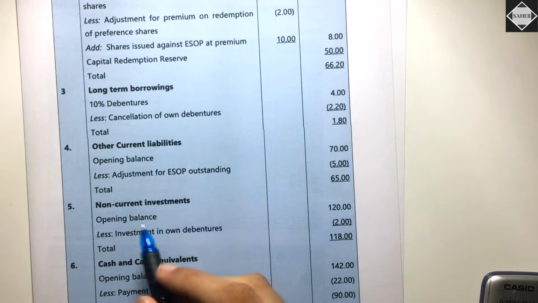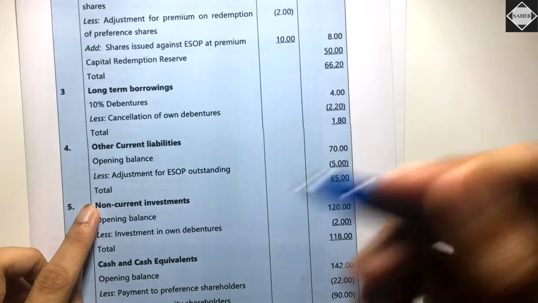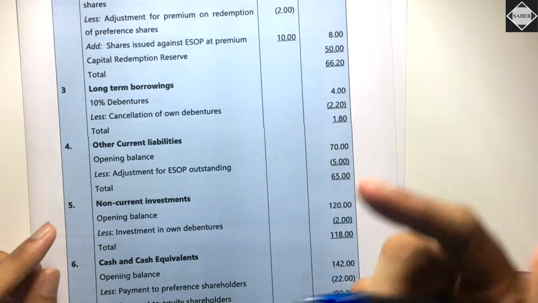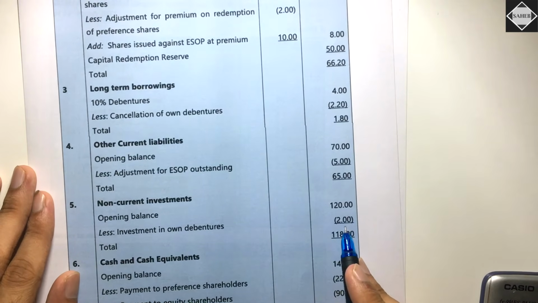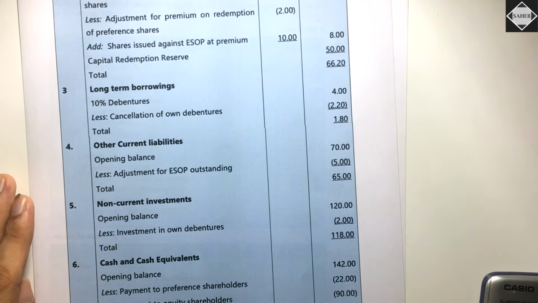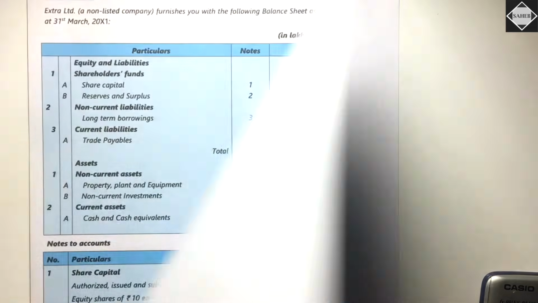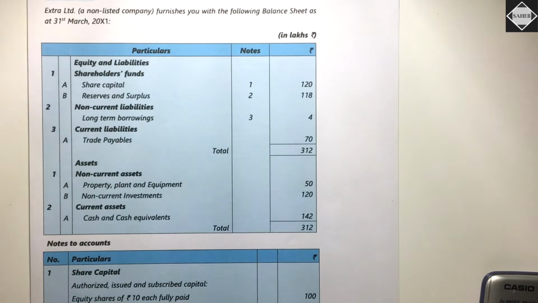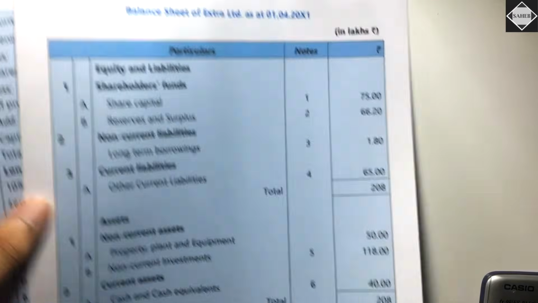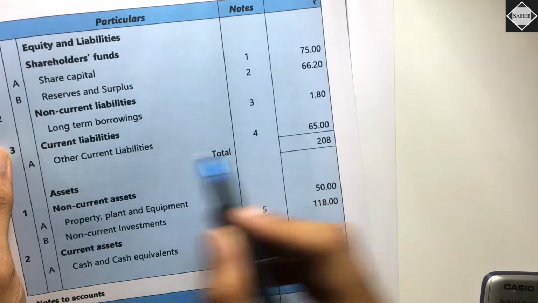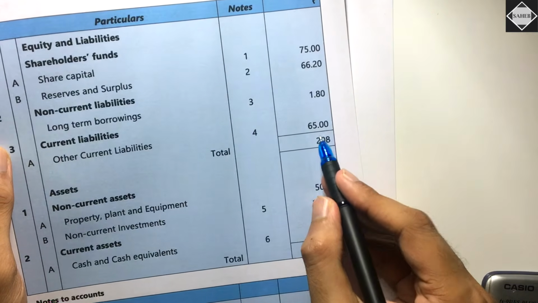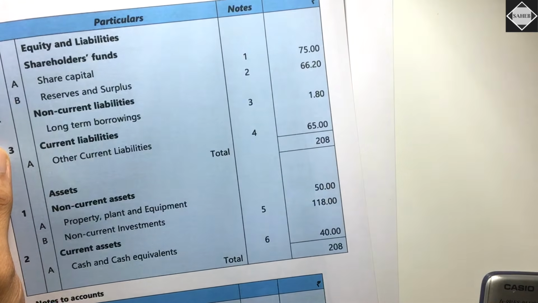And then non-current investment. In non-current investment, we had investment in own debentures of 2 lakhs, so that also you have to cancel. You have to reduce 120 lakhs minus 2 lakhs. Fine, easy. You understood now? It's really simple. So all that you will have to take. I have explained to you 1.80, that's the debentures, and then other current liabilities 70 minus 5, that's 65. The liability section is over.